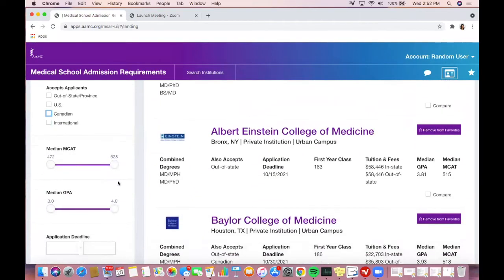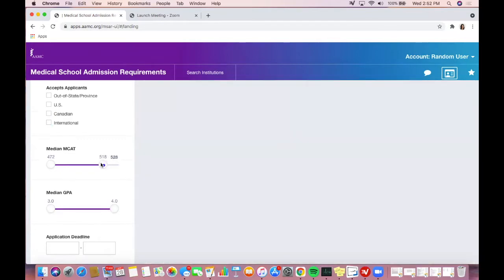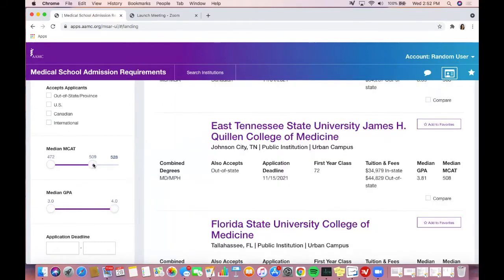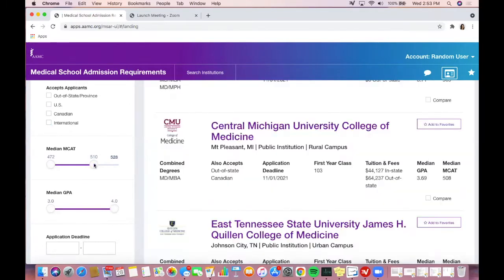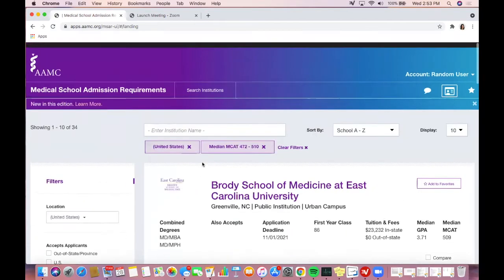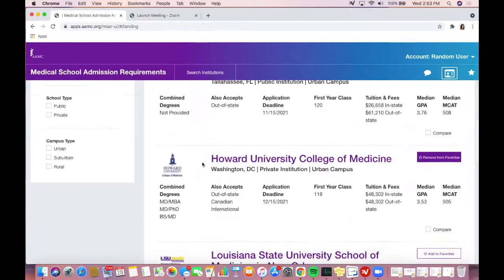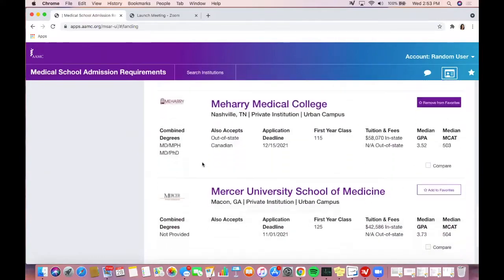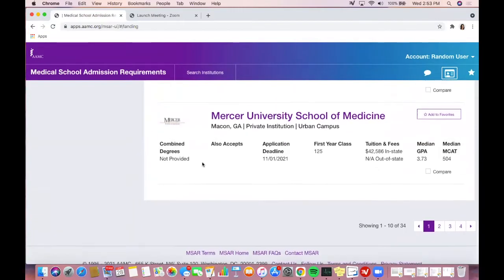Then if you wanted to filter your medical schools based on the median GPA, you could do that. So let's say my MCAT was a 508, right? I don't want to apply to any medical schools that accept students where the median MCAT is above, let's say, a 510. That's going to rule out a lot of medical schools for me that I potentially would be competitive for.